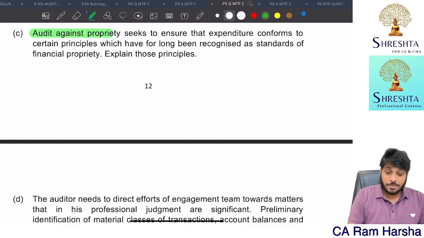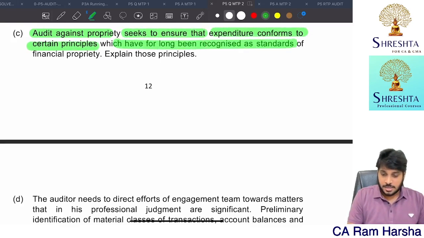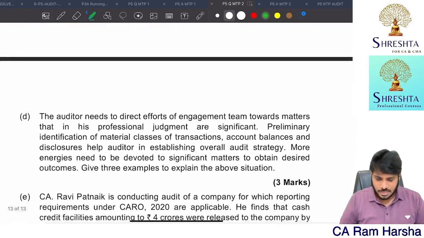Audit against propriety seeks to ensure that expenditure conforms to certain principles, which have for long been recognized as standards of financial propriety. Explain. Propriety related straight question. Please read the answer.